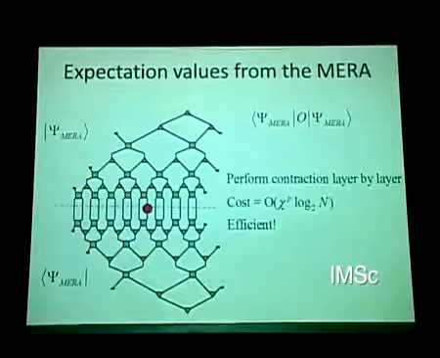So I have to contract this, and this gives me a number. Once again, these dangling edges over here, they're not open, they're closed, connected together. So indeed, by contracting this, I get a number, and that's my expectation value. I'm interested in finding out what the cost of this is.